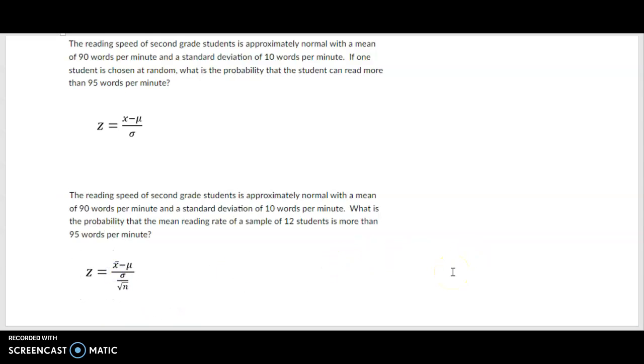This one we could set up the same way. The probability that one student can read more than 95, so x greater than 95. What is that probability? It's the same as the probability that z is greater than something. Find the z.